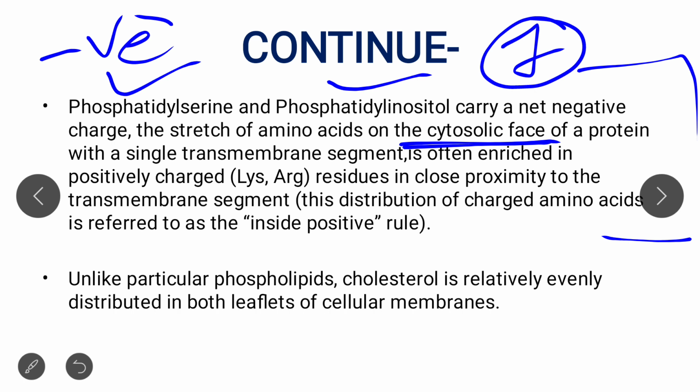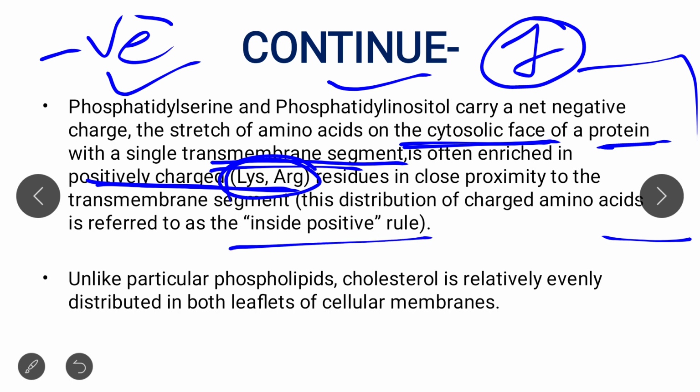In the cytosolic phase of the protein there is a single transmembrane segment which is positively charged, that is lysine and arginine, so due to this they may be present. This rule is known as the inside positive rule. So this is the reason the amine-containing phospholipids are present on the cytosolic phase. If you don't understand anything from this lecture, you may comment in the comment box.